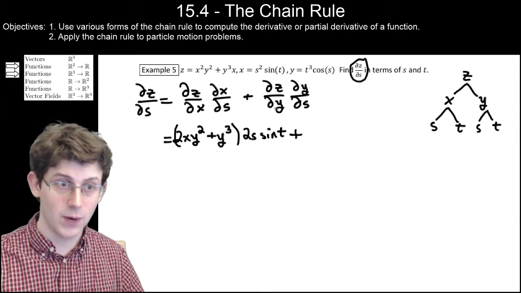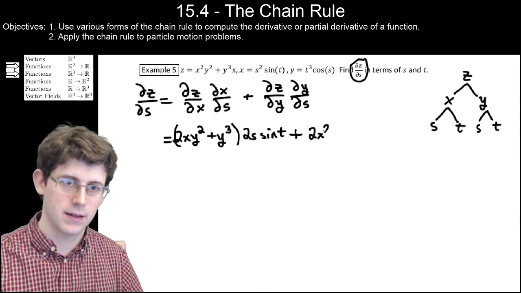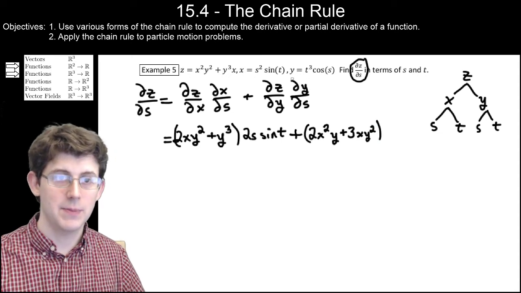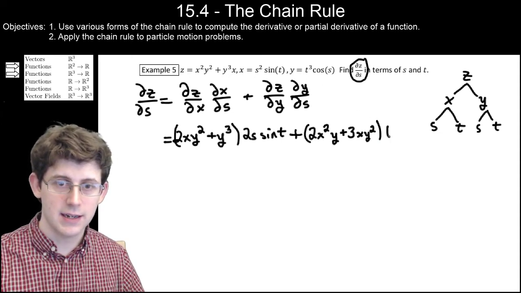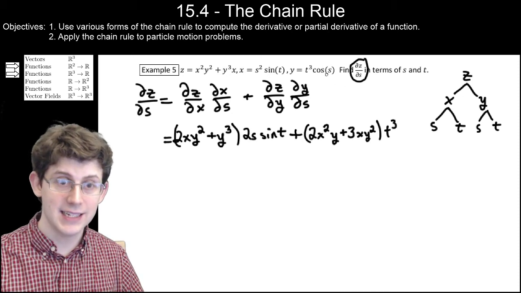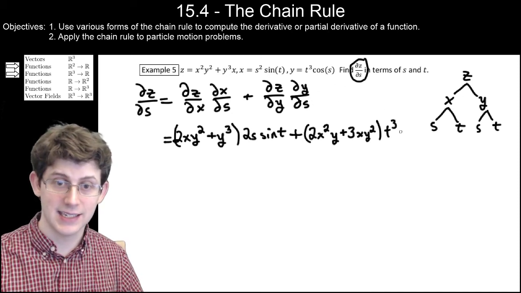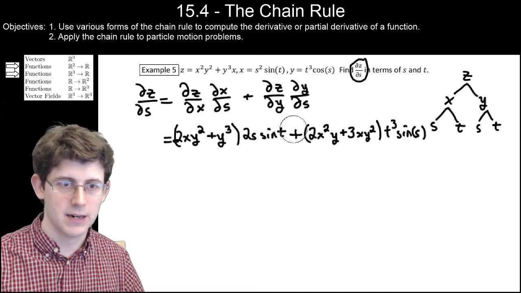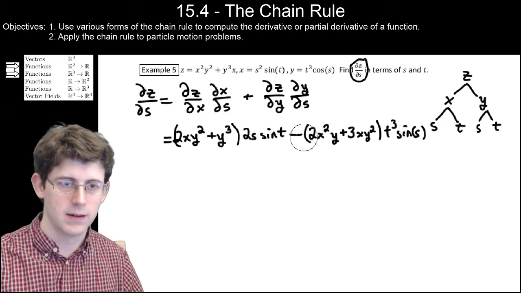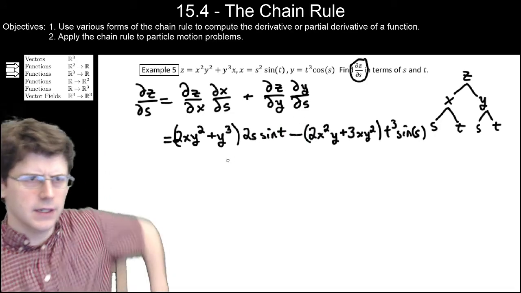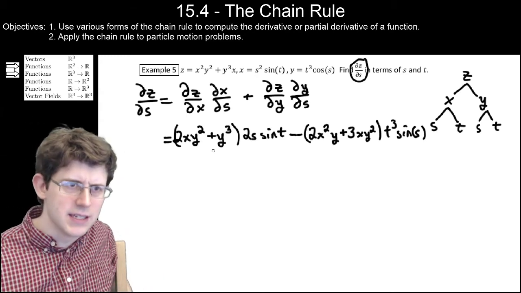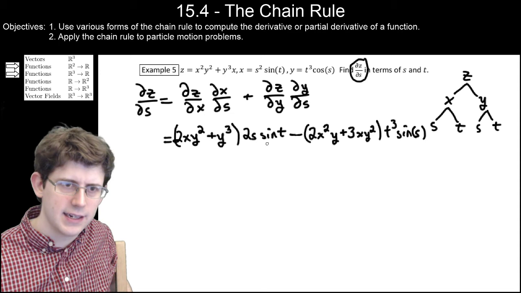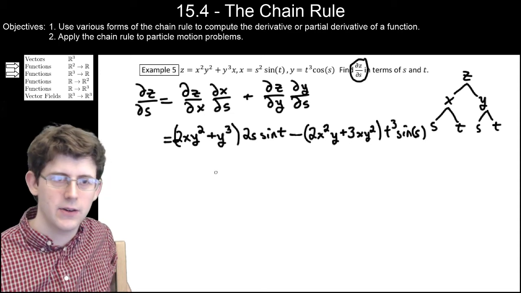Then we need partial z, partial y, and partial y, partial s. T cubed is a constant. Derivative of cosine s with respect to s is minus sine s. Let's get the minus in here somewhere. So this is partial z, partial s. I got all the pieces, right? Zx, xs, zy, ys. Okay, this is a mess.